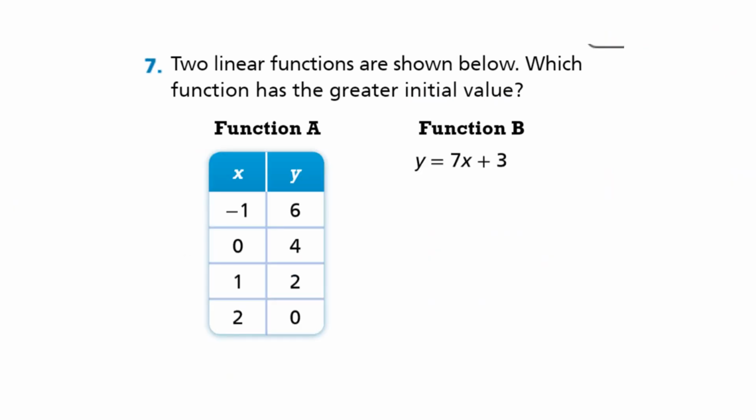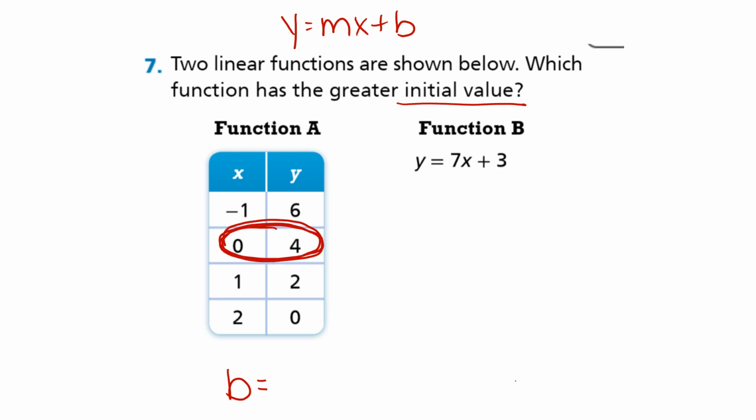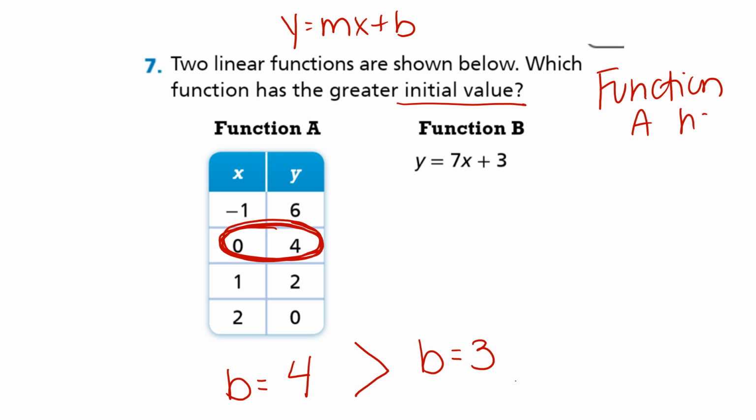Your functions are shown below. Which function has the greater initial value? The initial value is the b value at the back of our equation, y equals mx plus b. Our b value is what starts at 0. In function A in the table, 0 is paired up with positive 4. And in our function B set, our b value at the back of the equation is positive 3. 4 is greater than 3. So our answer is function A has the greater initial value.